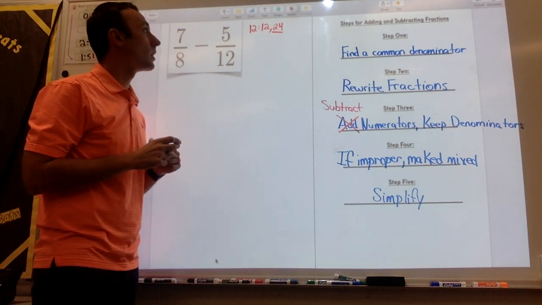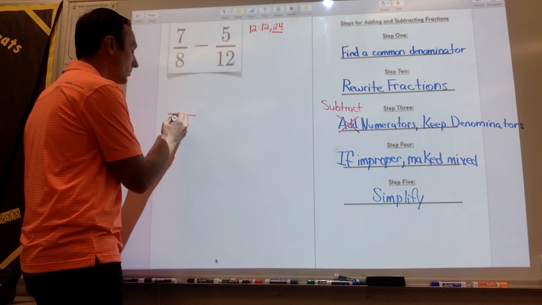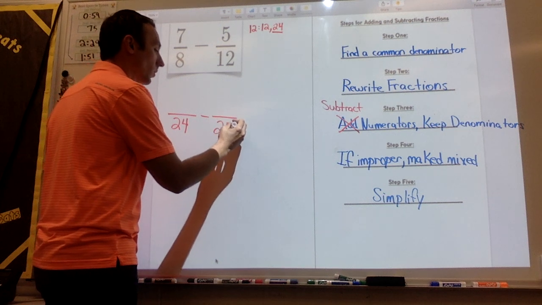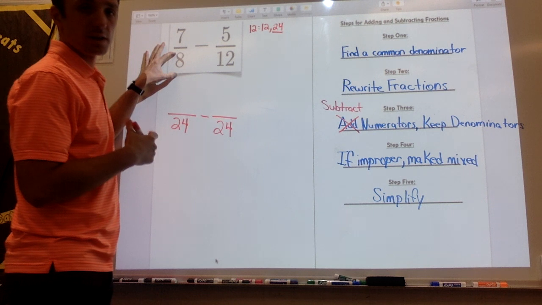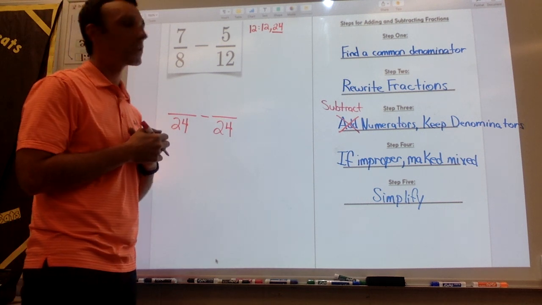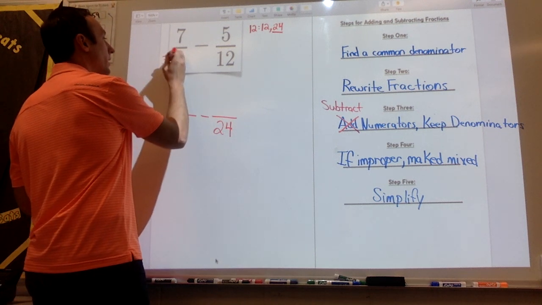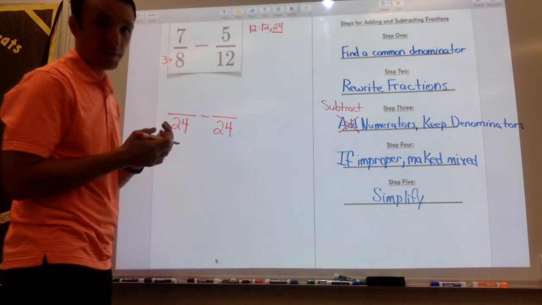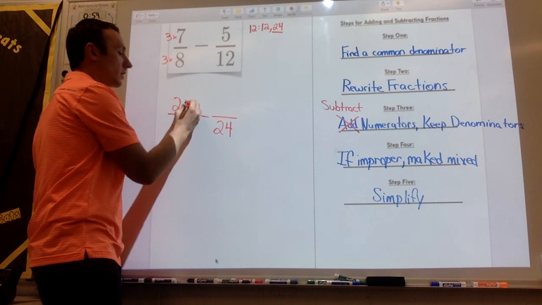We're going to use 24 to rewrite our fractions. So we're going to rewrite these fractions as fraction bar 24 minus fraction bar 24. So now I look. This fraction had a denominator of 8. Now it has a denominator of 24. How does 8 become 24? By multiplying it by 3. If I do it to the bottom of my fraction, I also have to do it to the top of my fraction. So 3 times 7 is 21.